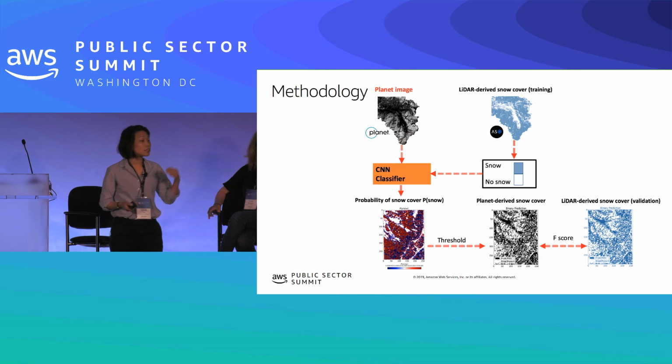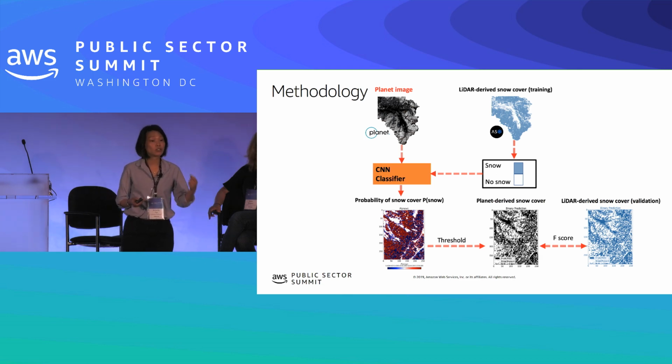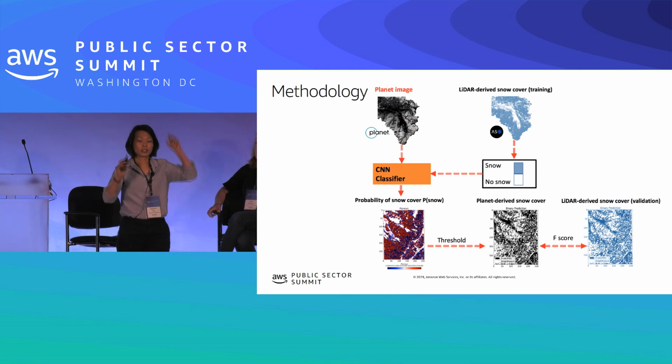So next, using a convolutional neural network that's been trained with the ground truth data, we obtain a probability of snow versus no snow for an area. And then we derive a snow cover mask. So the blue, again, is a snow mask derived from the observed data, and the gray is what we're trying to derive from the Planet data, which is actually the data from high-resolution CubeSat imagery.